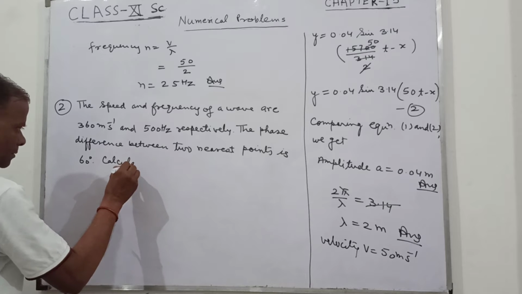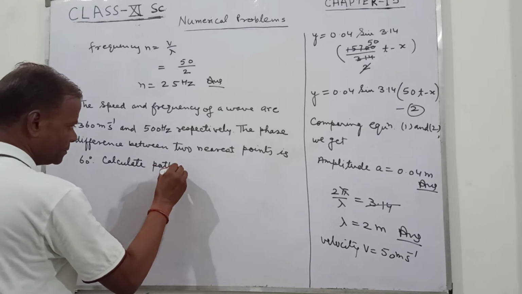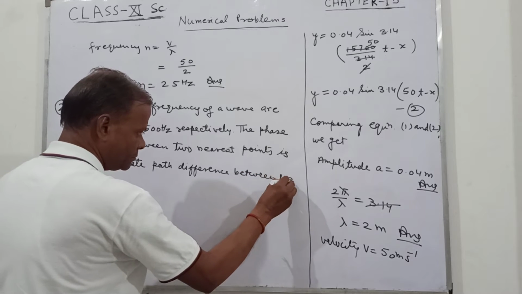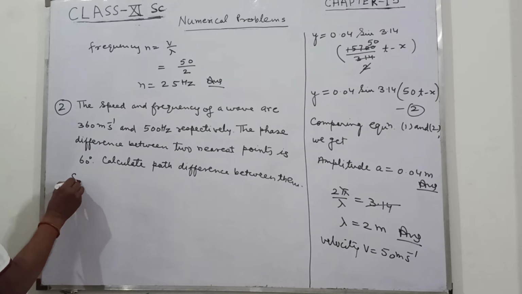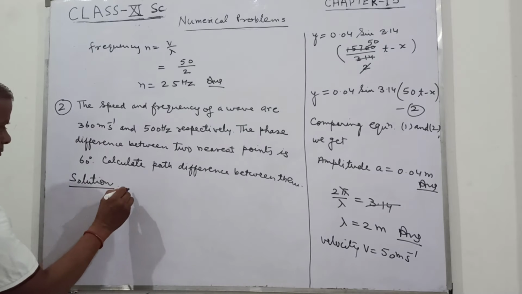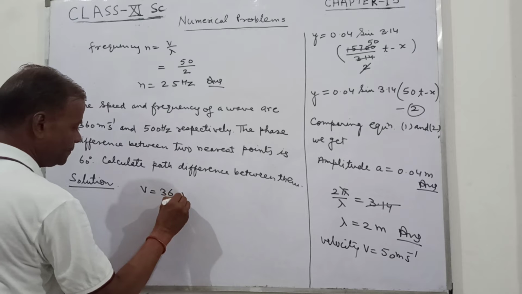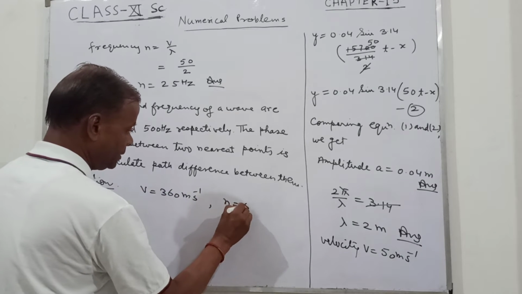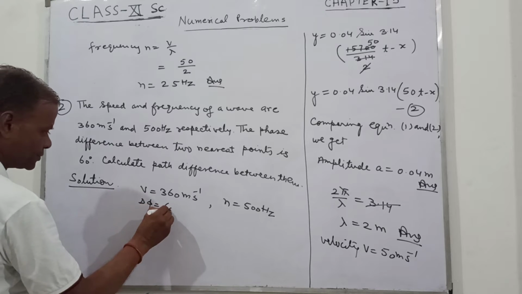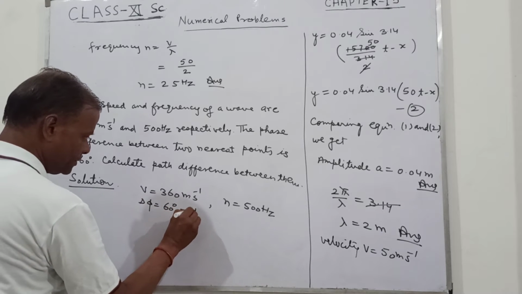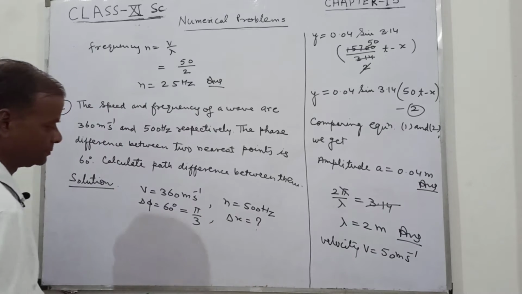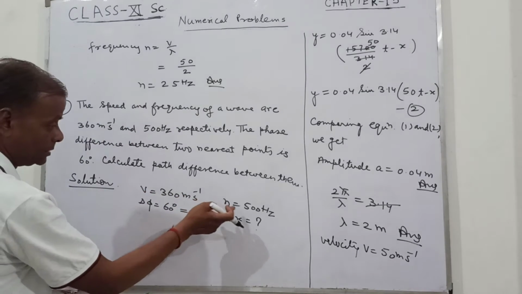Now the solution. You are given the speed v equal to 360 meter per second, n equal to 500 hertz, and the phase difference delta phi equal to 60 degree. 60 degree means this is equal to pi upon 3, and you have to calculate delta x, the path difference. So first we find the wavelength.